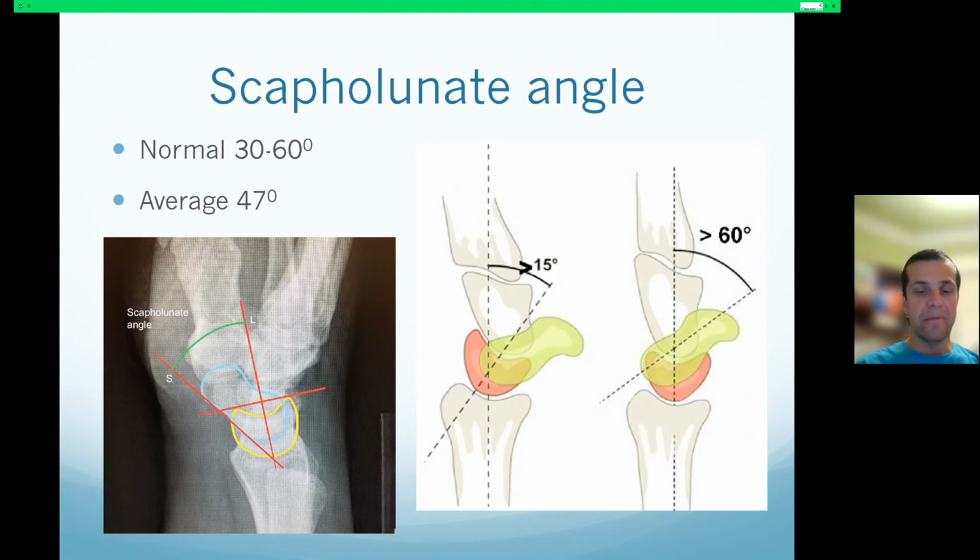The scapholunate angle is an important parameter that we measure, with a normal value between 30 and 60 degrees and an average of 47 degrees. A value over 60 degrees suggests injury to the scapholunate ligament and carpal malalignment. Similarly, the lunocapitate angle is normally up to 10 degrees, and any value over 15 degrees suggests carpal malalignment as well.